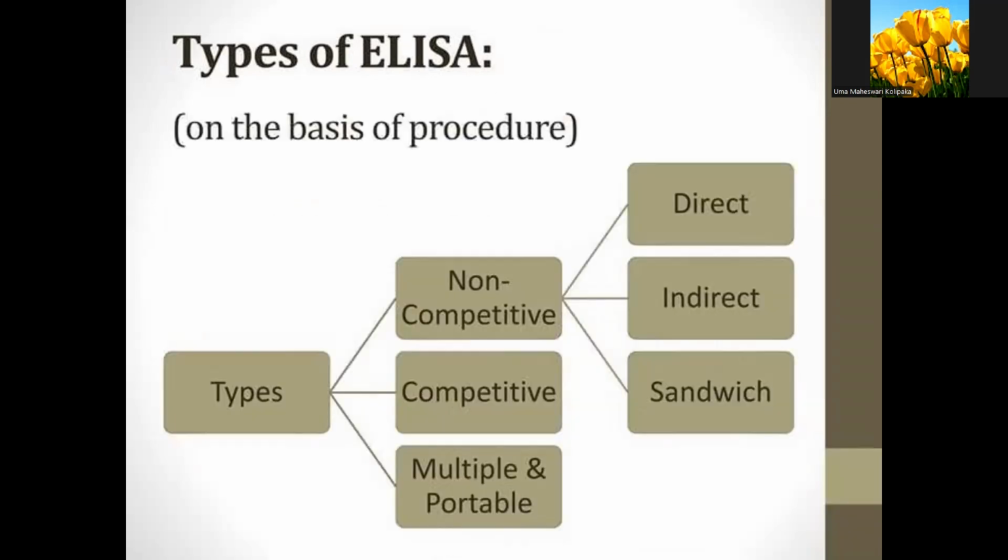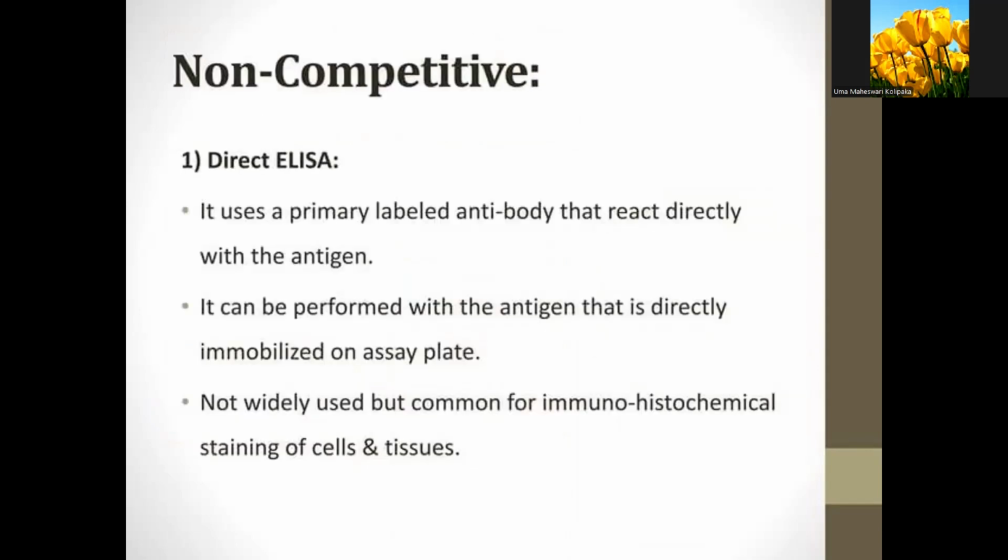Next, coming to the basic types: non-competitive, competitive, and multiple and portable. Non-competitive ELISA is again differentiated into three types: direct ELISA, indirect ELISA, and sandwich ELISA. Already we have seen competitive. Next, coming to the non-competitive. Direct ELISA uses a primary labeled antibody that reacts directly with the antigen, and it can be performed with the antigen that is directly immobilized on the assay plate. Not widely used, but common for immunohistochemical staining of cells and tissues.